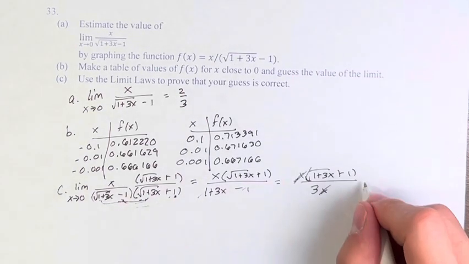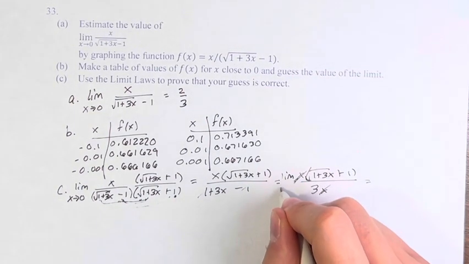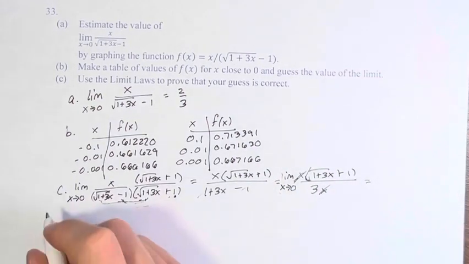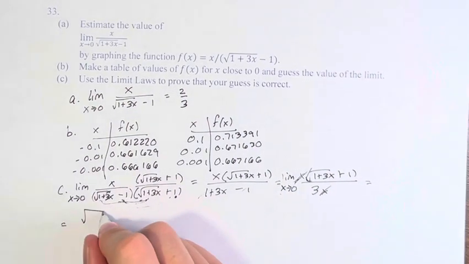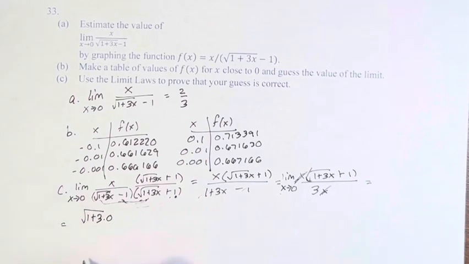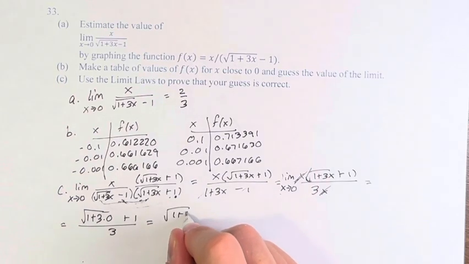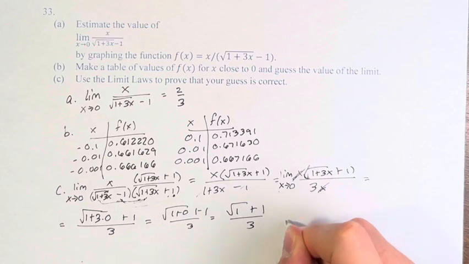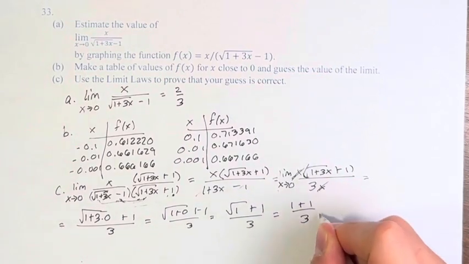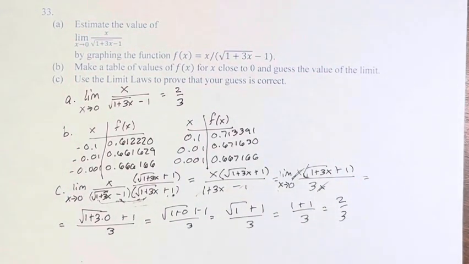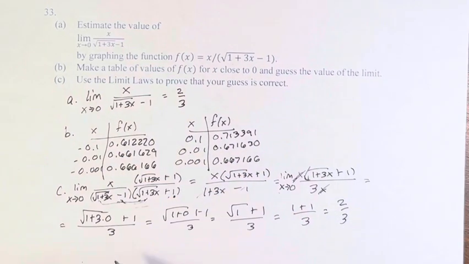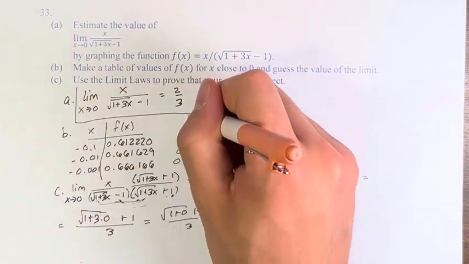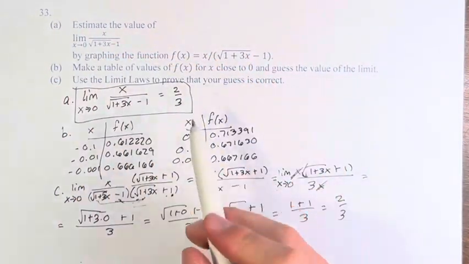And now we can plug in 0 directly. So this is still the limit. Then we plug it in to get the actual value. The square root of 1 plus 3 times 0 plus 1 over 3. The square root of 1 plus 0 plus 1 over 3. Square root of 1 plus 1 over 3. 1 plus 1 over 3 is 2 over 3. And this proves, for the third method that we've tried, that the limit as x approaches 0 of f of x is equal to 2/3.